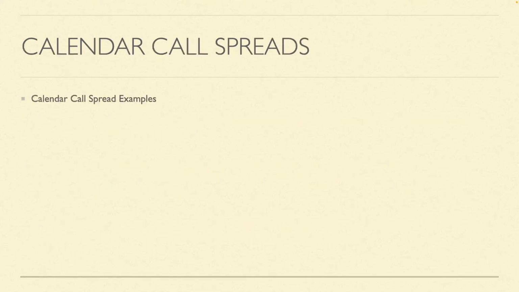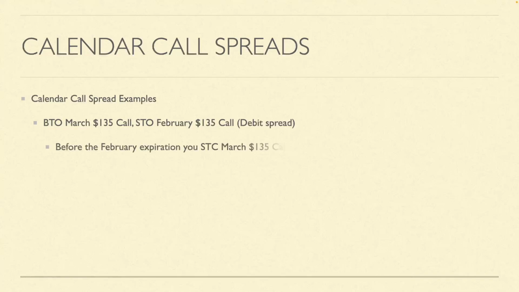Let's look at an example. If we buy to open a March $135 call and sell to open a February $135 call, so it'll be a debit spread, before the February expiration, but close to it, you sell to close the March $135 call and buy to close the February $135 call. Basically, the opposite of what you did to open it.